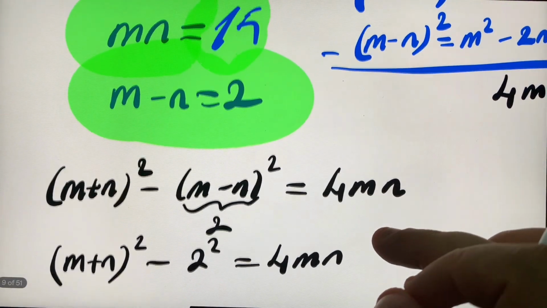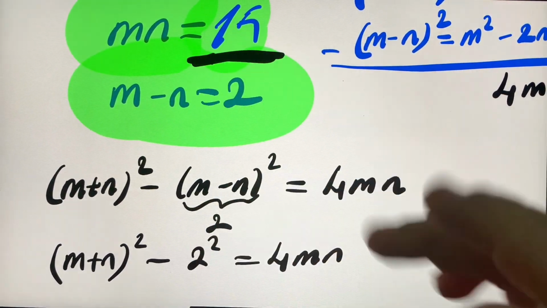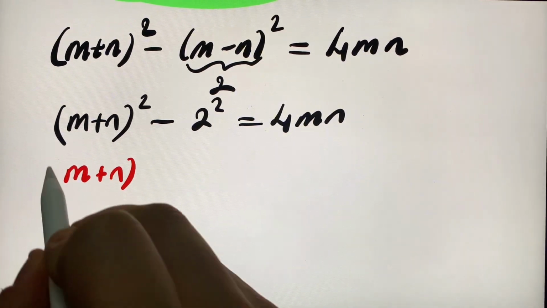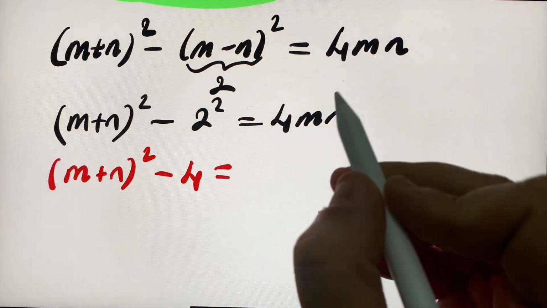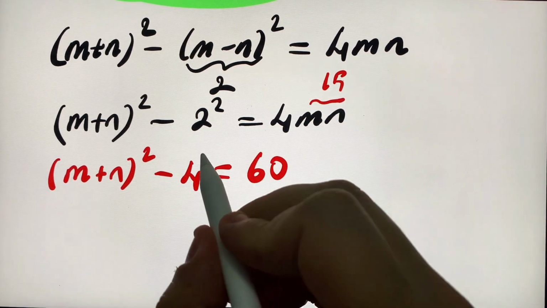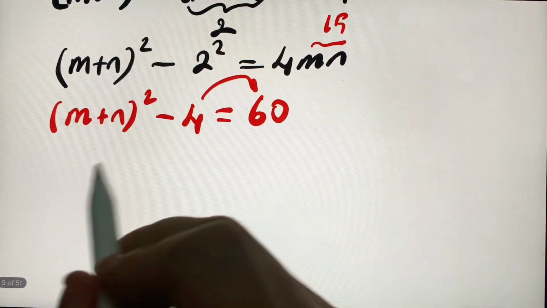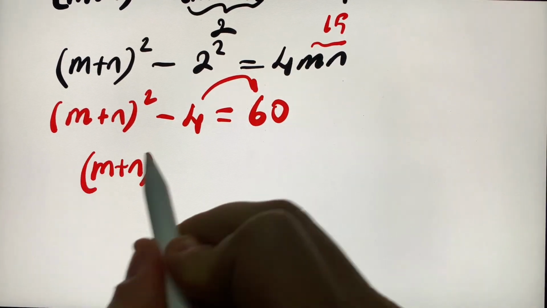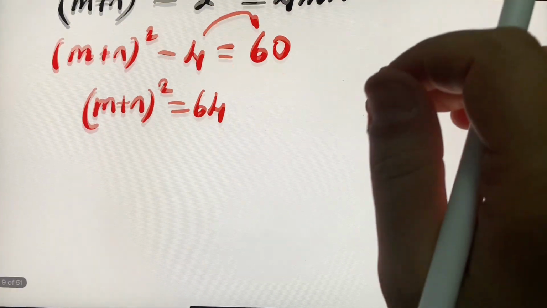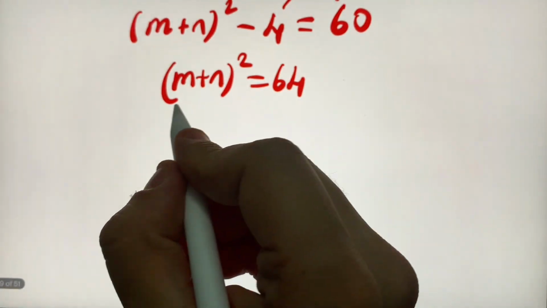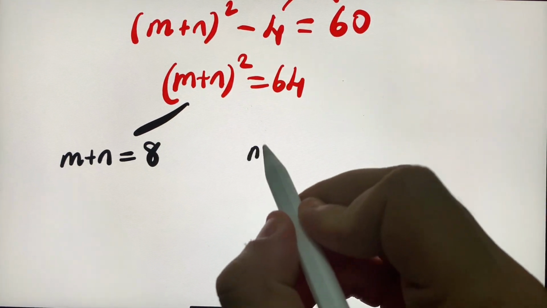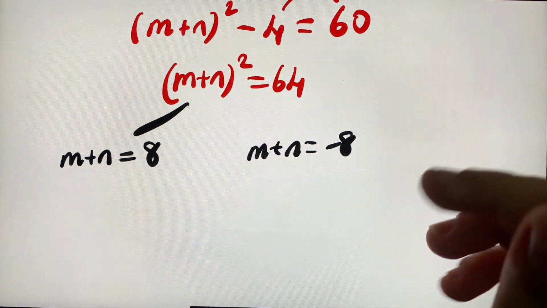What is the value of this statement? We already found m times n here, friends. I bring it and put it right away. Then (m plus n) squared minus 4, and if I write 15 here, multiplying 15 by 4 equals 60. I'm sending that 4 across right now. So what is (m plus n) squared? 64 will come. Now here it will bring us 2 different solutions. What do I mean? The expression m plus n may come to 8. Also, the expression m plus n can come to minus 8.